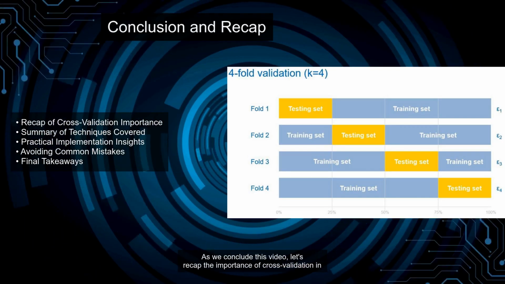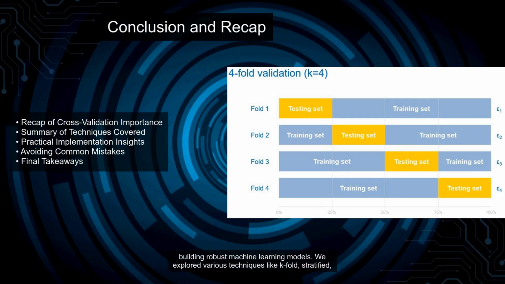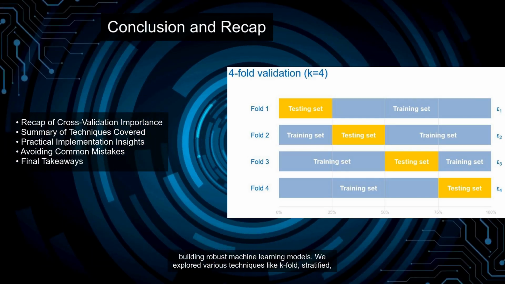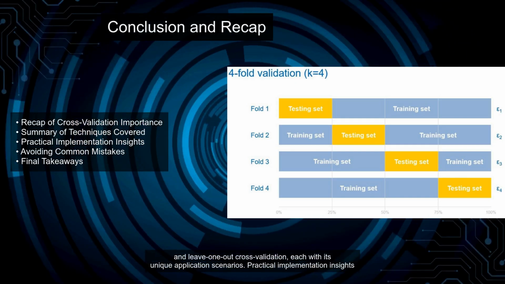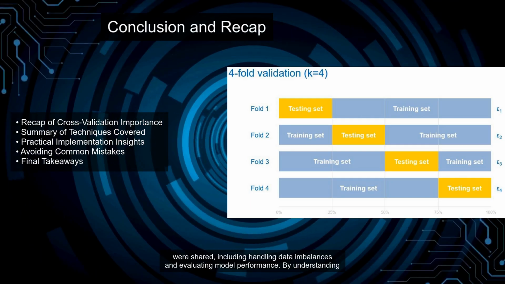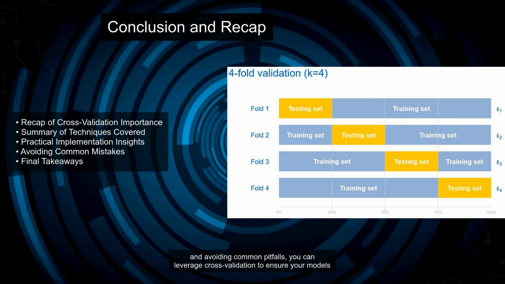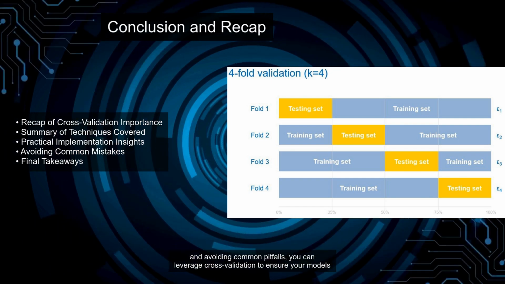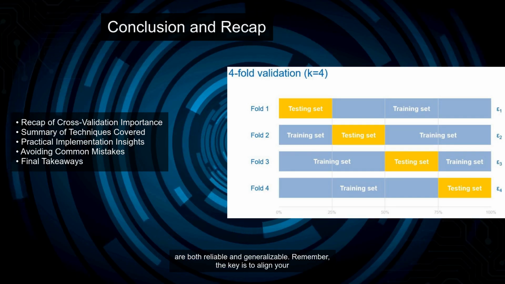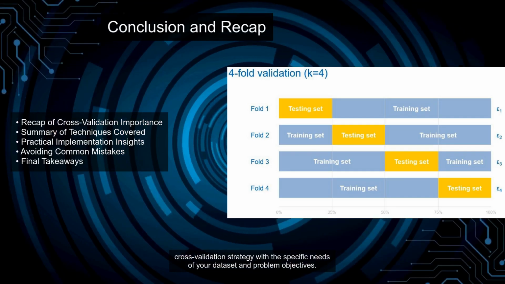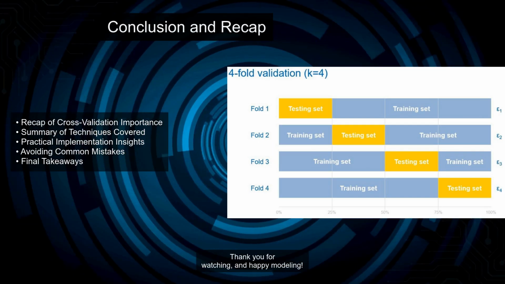As we conclude this video, let's recap the importance of cross-validation in building robust machine learning models. We explored various techniques like k-fold, stratified, and leave-one-out cross-validation, each with its unique application scenarios. Practical implementation insights were shared, including handling data imbalances and evaluating model performance. By understanding and avoiding common pitfalls, you can leverage cross-validation to ensure your models are both reliable and generalizable. Remember, the key is to align your cross-validation strategy with the specific needs of your dataset and problem objectives.